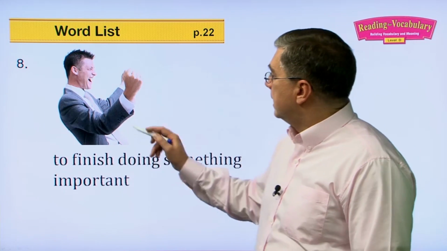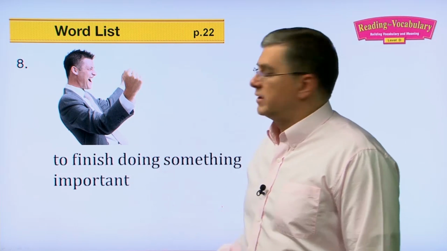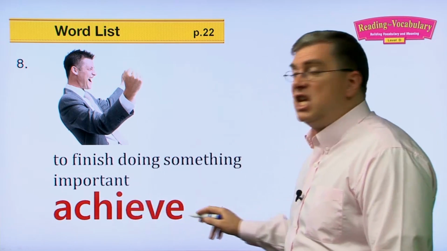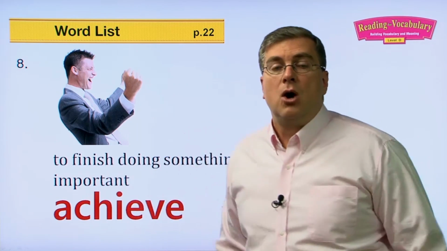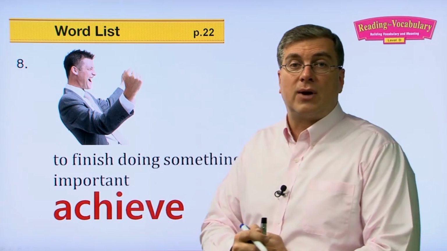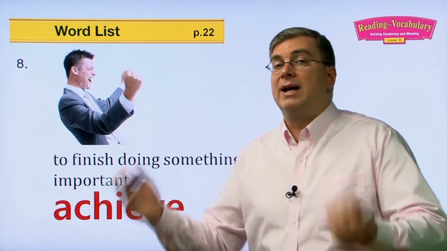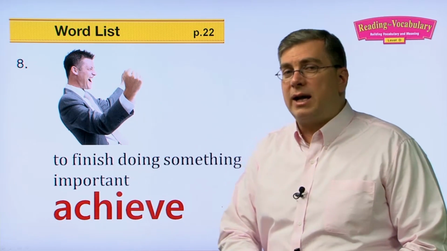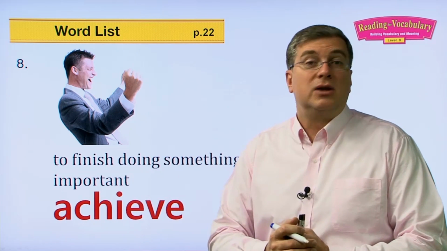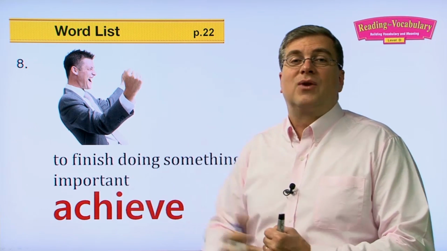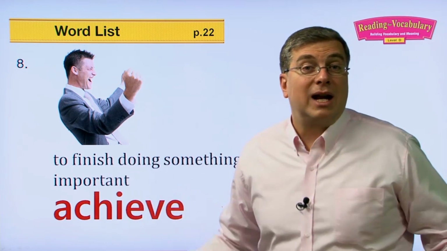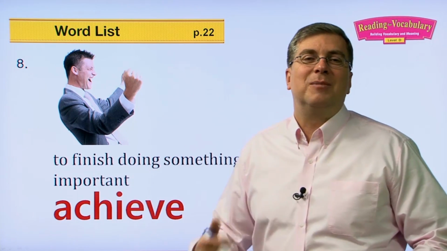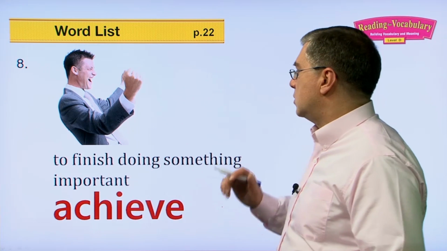Okay. To finish doing something important. You finished doing something important, right? So you have achieved something. To achieve. What have you achieved in your life, right? You've graduated from different grades in elementary school. Maybe you're going on to middle school or starting high school. You've successfully achieved graduating from these different grades. You maybe got an A on a test, hopefully more than one test. You've made many achievements. Okay, so you have achieved something.